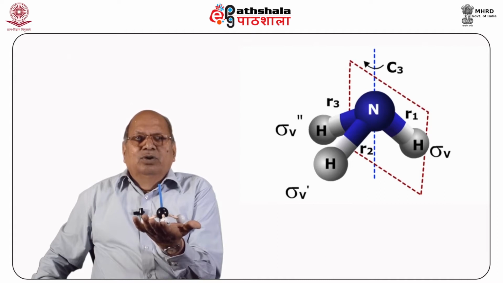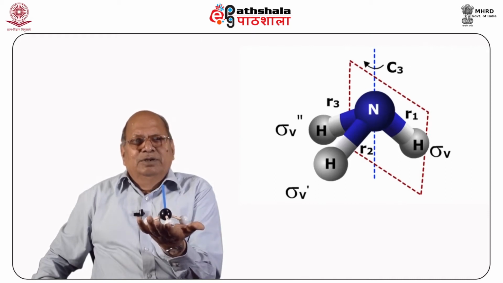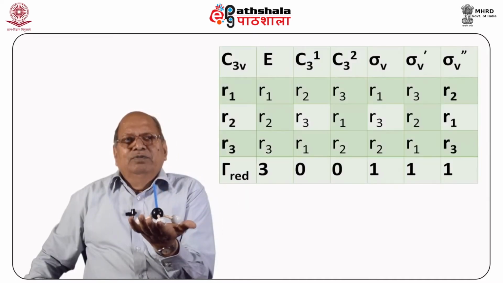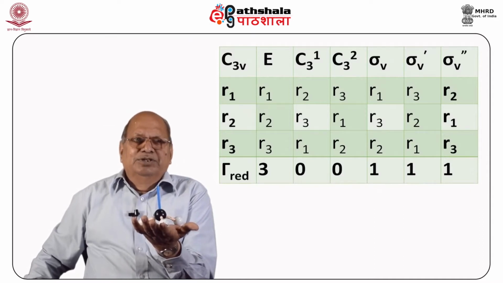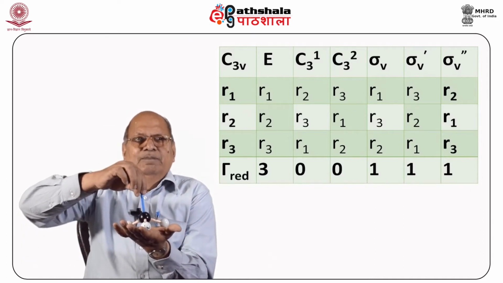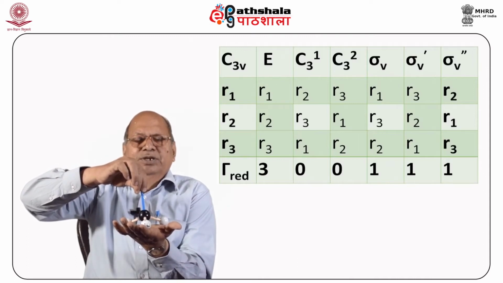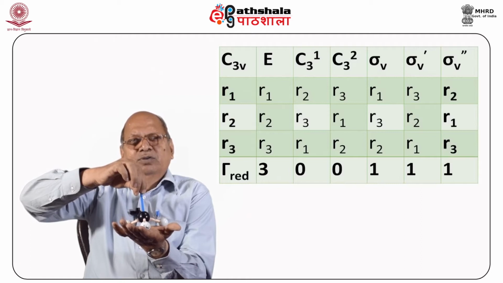Now, also we know that the vector which is shifted by symmetry operation will contribute chi equal to 0, and the vector which is not shifted will contribute chi equal to plus 1, and the vector which is unshifted but direction is reversed will contribute chi equal to minus 1. Now, in the table we find the effect of various symmetry operations. Say for example, E means I am doing nothing on this. It means R1 remains R1, R2 remains R2, R3 remains R3.